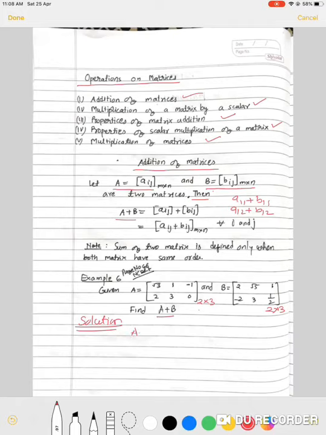Here A plus B is equal to, as per definition, root 3 plus 2, 1 plus root 5, minus 1 plus 1, 2 plus minus 2, 3 plus 3, 0 plus half. On simplifying, we will get root 3 plus 2, 1 plus root 5, 0, 0, 6, half.